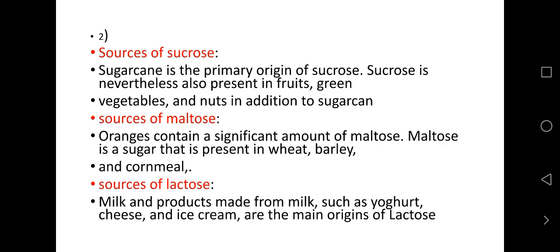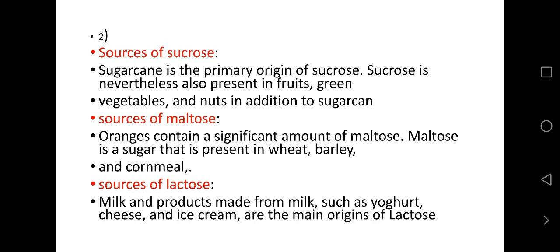In the second question, the sources of sucrose, maltose, and lactose are asked. They were asking the sources of these three disaccharides. The source of sucrose: sugar cane is the primary origin of sucrose. Sucrose is nevertheless also present in fruits, green vegetables and nuts in addition to sugar cane.